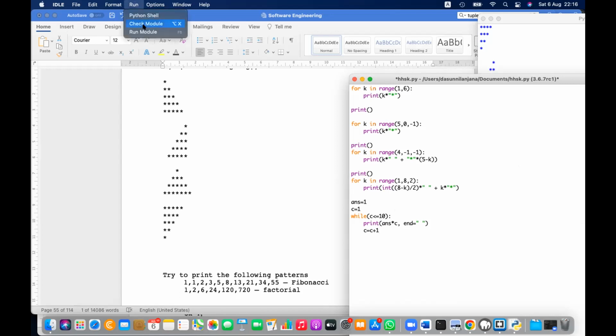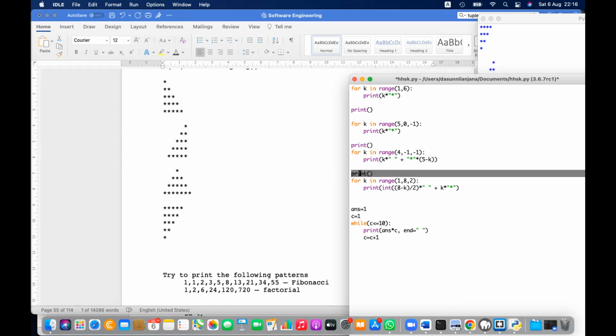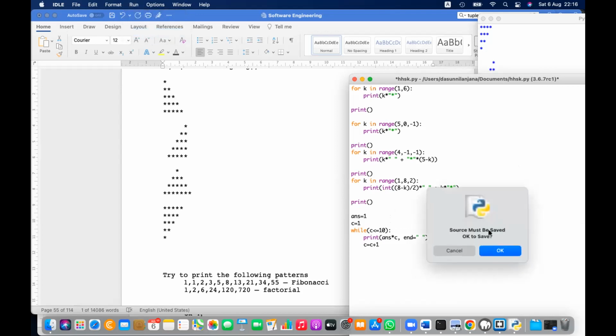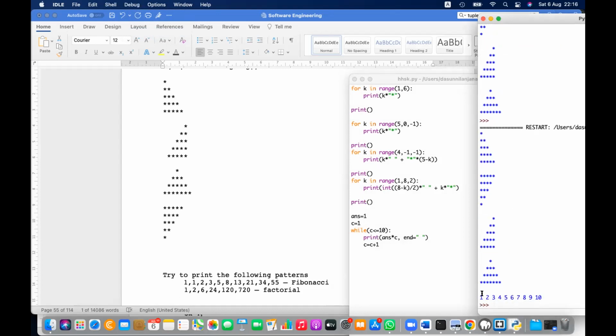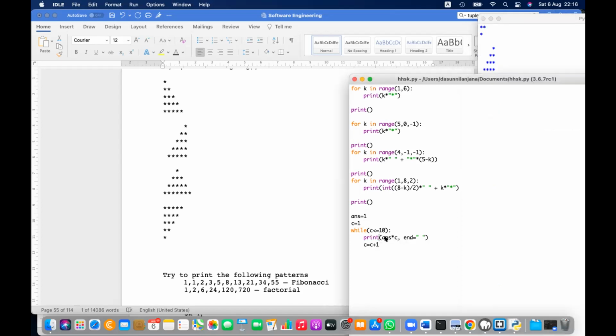So when I run this, let's now print an empty line. Let's run this now. And so this will generate numbers from 1 to 10, is it? You have to tell this, not this actually. So first, answer equals answer into C.